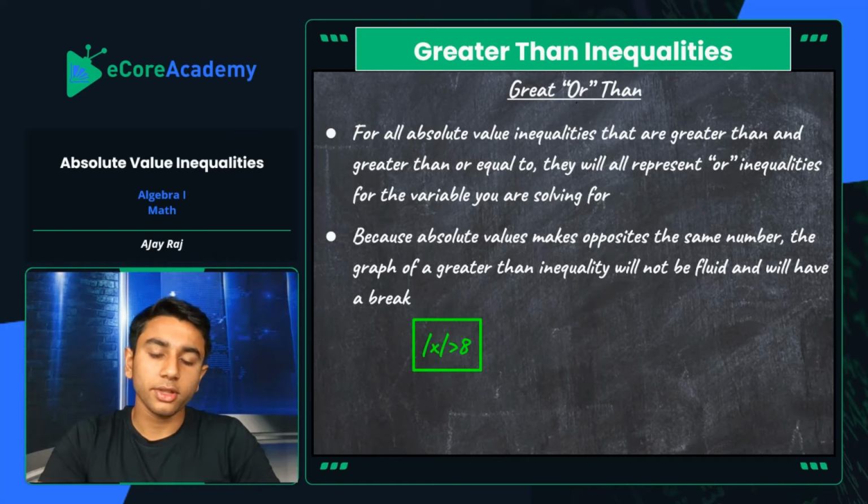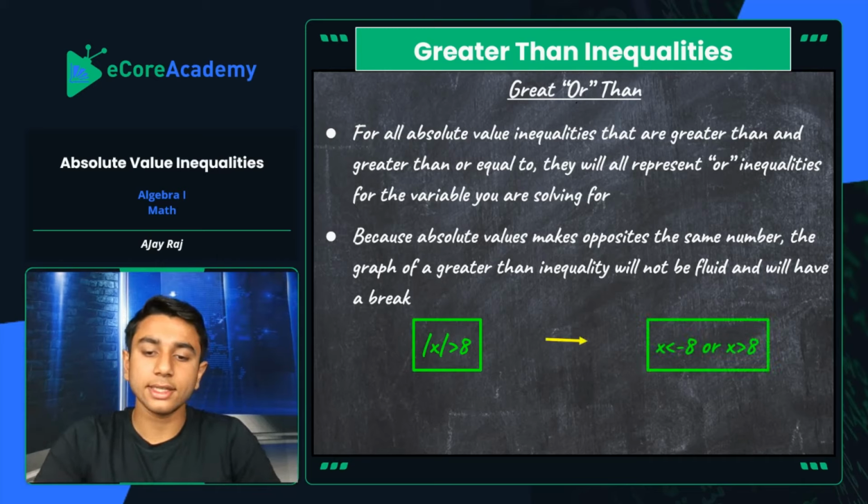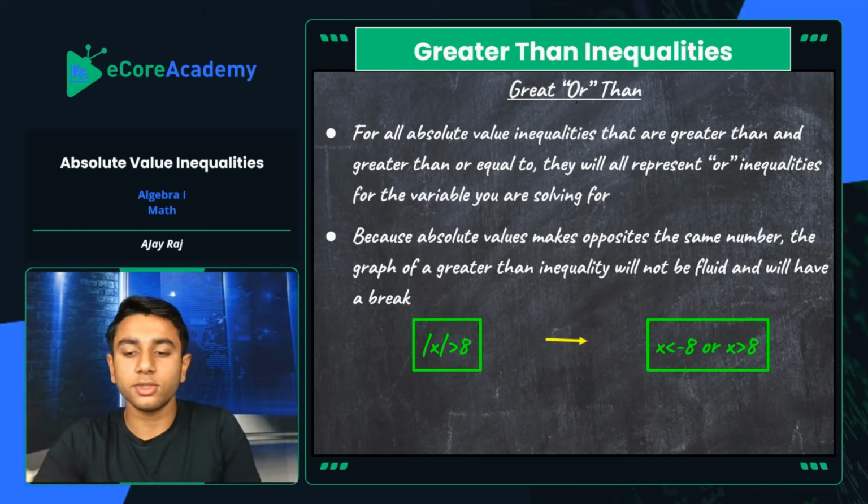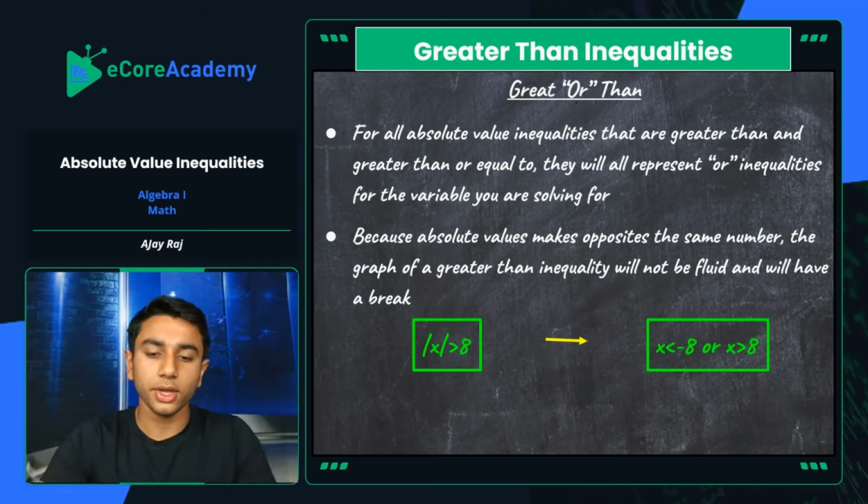So let's take an example here. Let's take the absolute value of x being greater than 8. It's a greater than inequality with an absolute value. So that would transfer to x < -8, because remember, we take two of the opposite values of the original equation with opposite signs and opposite values.